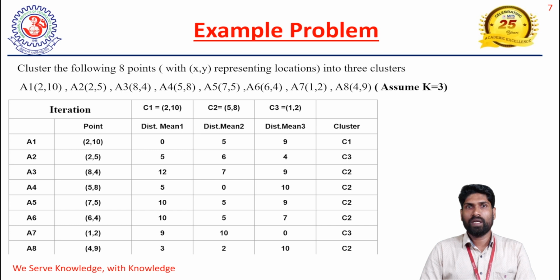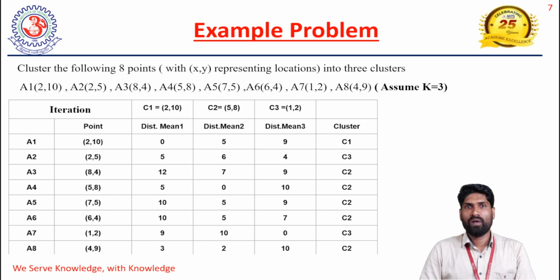Similarly, A4, just one more time I am calculating. A4 means modulus of 8 minus 2 plus modulus of 4 minus 10. It is Manhattan distance and we are using modulus, so no need to worry about 8 minus 2 or 2 minus 8. Both will result in the same value. So 6 plus 6 equals 12.